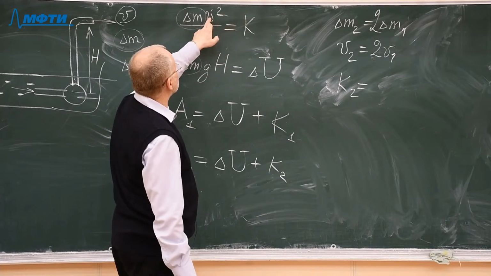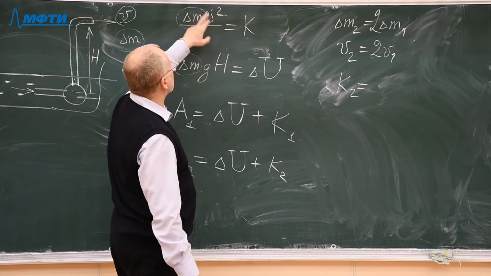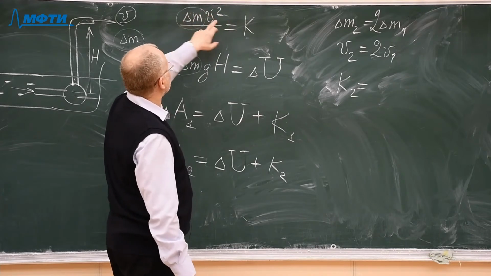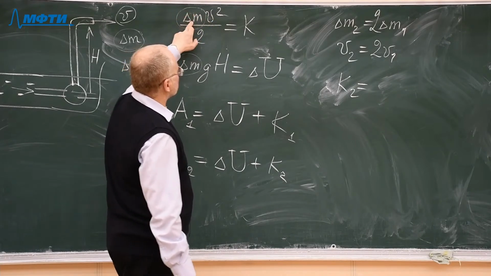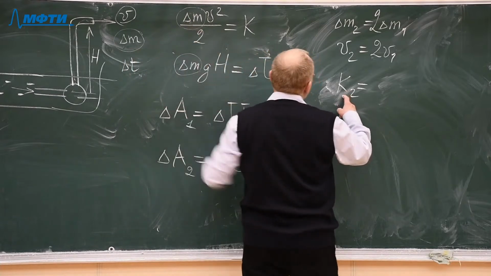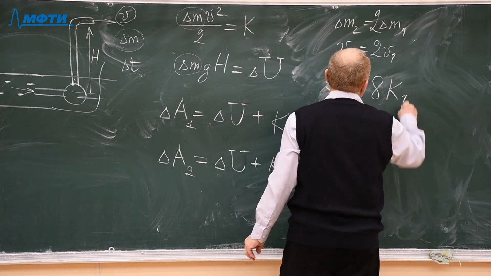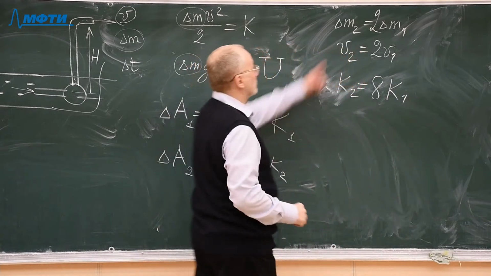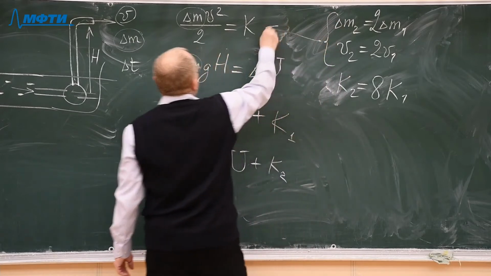So 2 times increase here will give you 4 times increase in the square of this quantity, and multiplied by 2 times increase in the mass. So the final kinetic energy will be 8 times more than the initial kinetic energy. It follows from these 2 obvious expressions and from this formula.